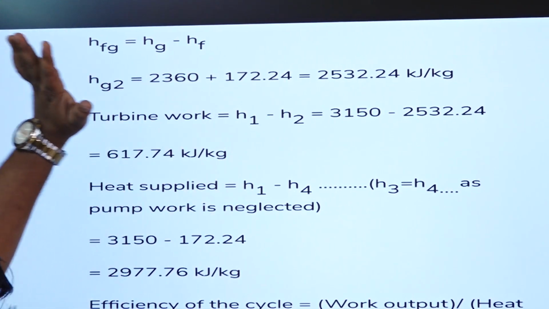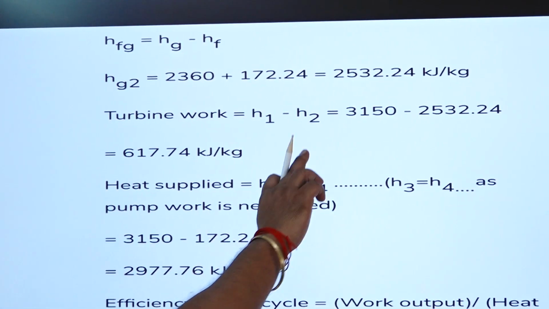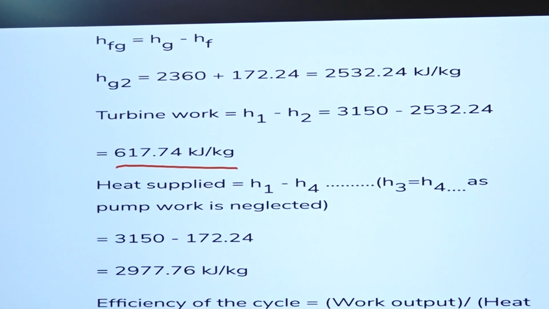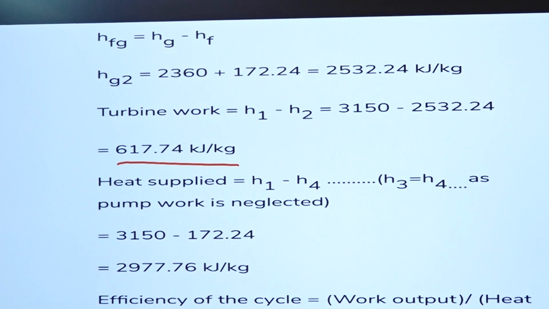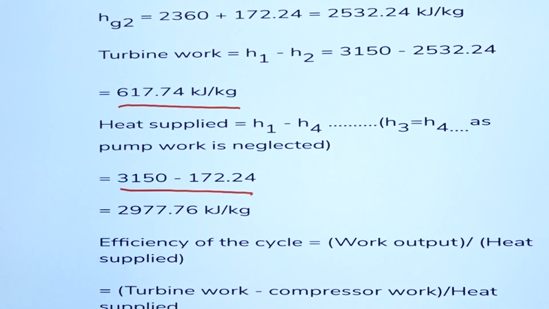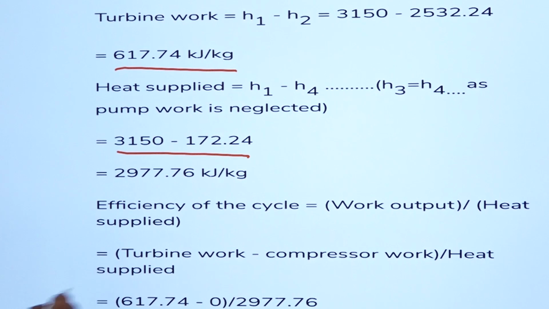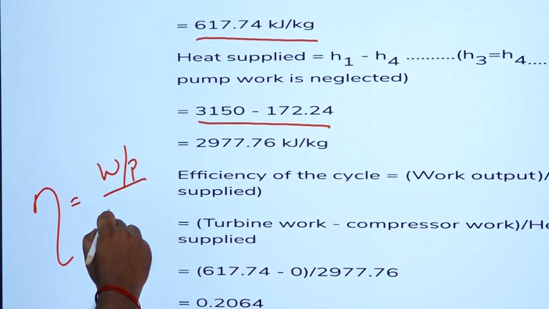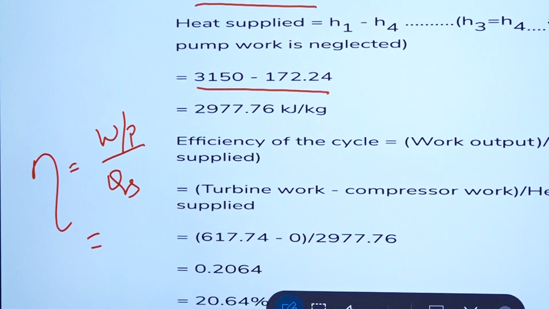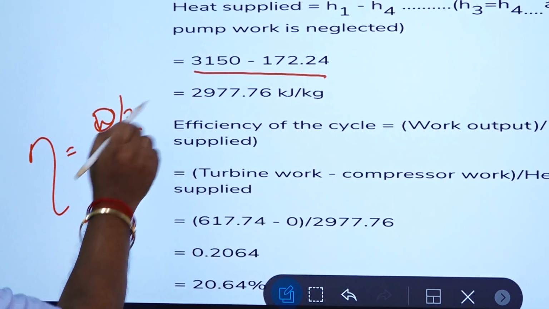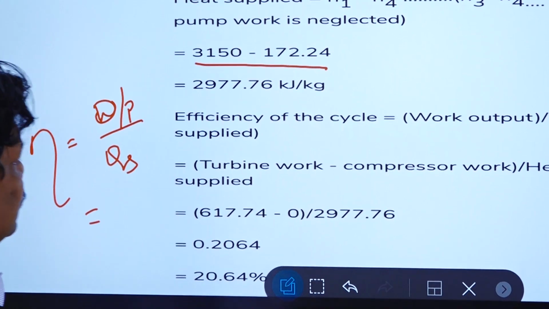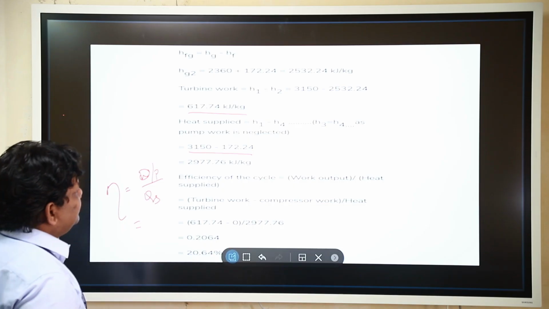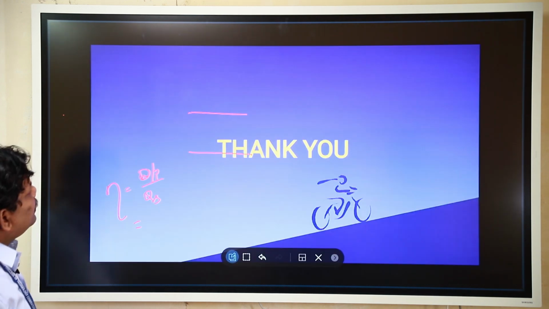So the turbine work is H1 minus H2, and you will get the answer. The amount of heat energy that is supplied is H1 minus H4. So that is the efficiency. Eta is equal to the output work divided by the amount of heat energy that is supplied. You know all these values, so substitute, and you will get the answer as 20.64.